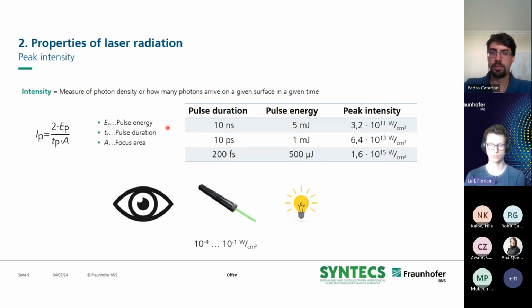And to give you an idea, here are some everyday intensities, I like to say. The intensity of light inside of your eye is 10 to the power of -4 watt per square centimeter. And a laser pointer, for example, is allowed to have a maximum of 10 to the power of -2 watt per square centimeter. So a femtosecond laser in comparison has almost 20 orders of magnitude higher intensity.